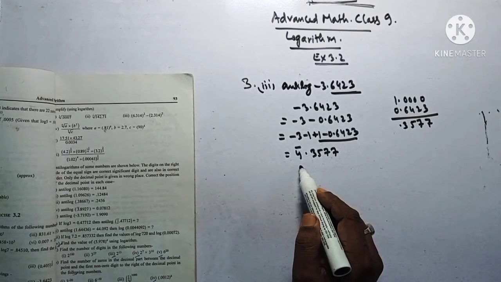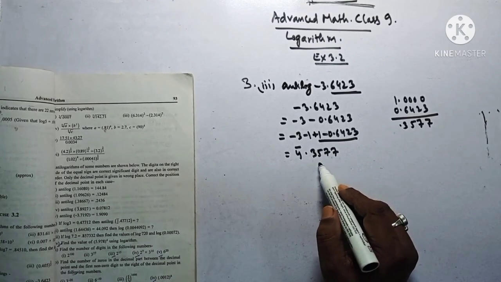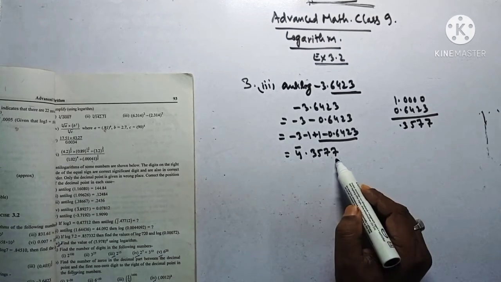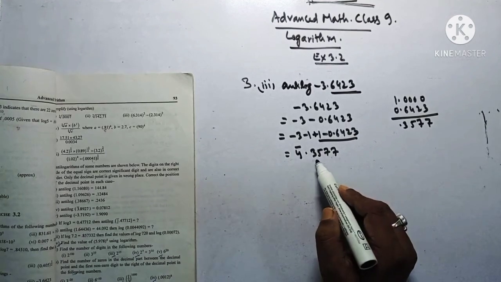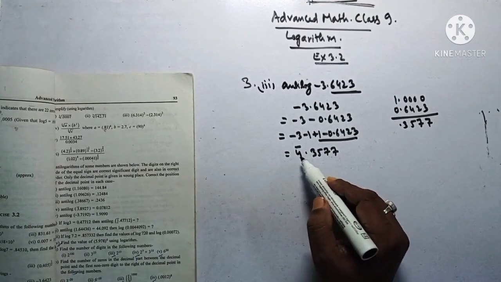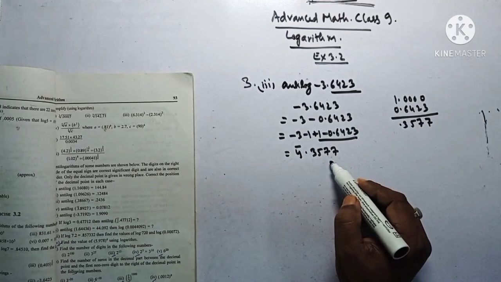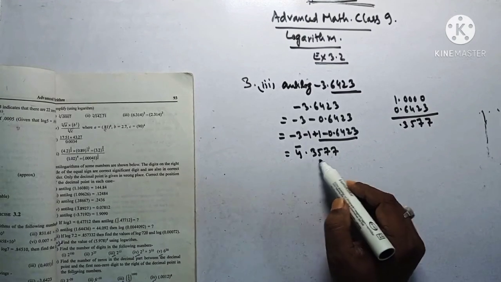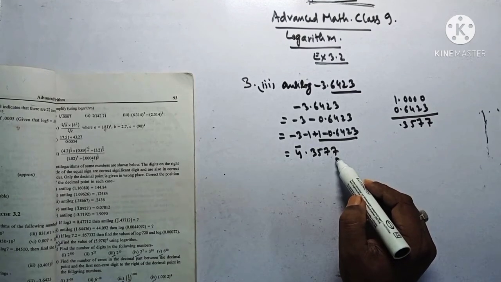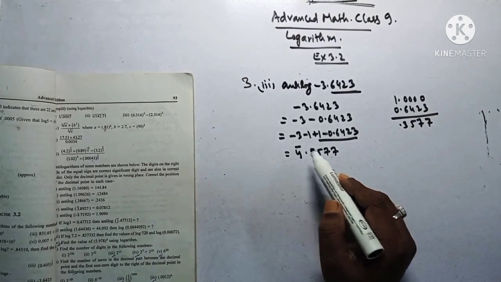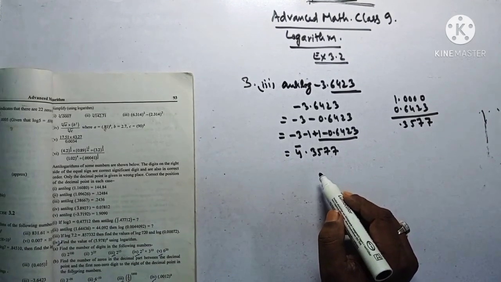Characteristics can be negative, but mantissa can never be negative. Mantissa is always positive. Remember that characteristics can be positive as well as negative, but mantissa is always positive, and the negative characteristic is represented as 4 bar. So now I am going to the log table.